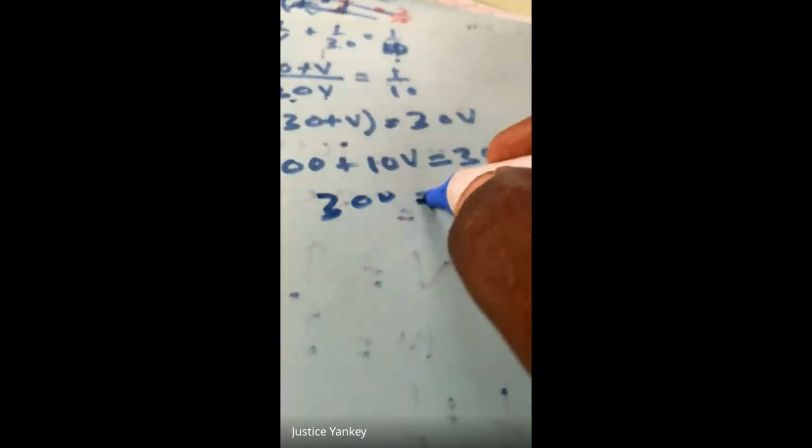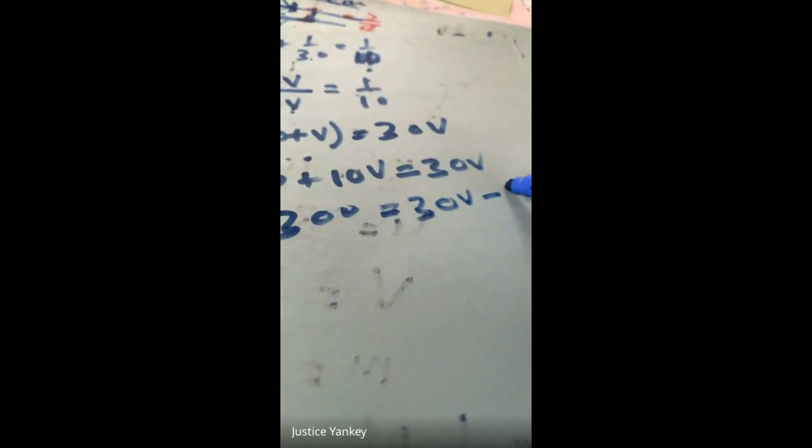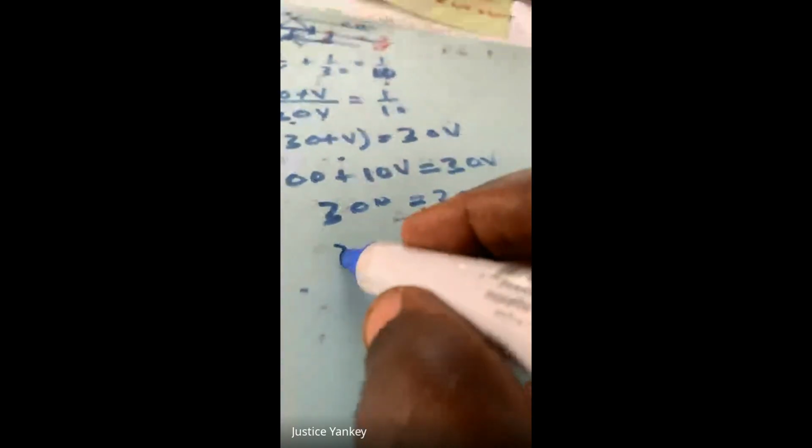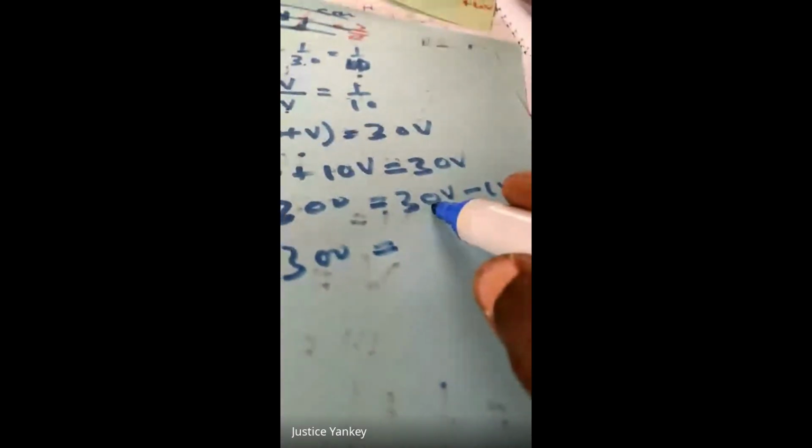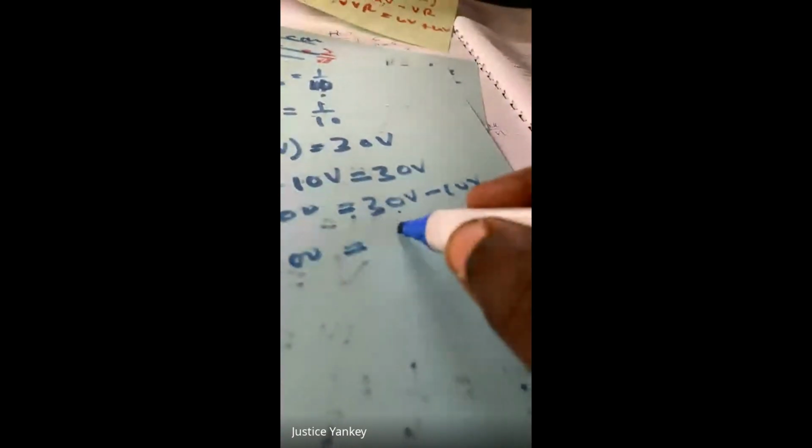So you move the 10v to the other side, and you have 300 equals 30v minus 10v. So you are going to get 300 equals 30v minus 10v, which gives you 20v. Okay? Right. So you divide through by 20. And this cancels that. And 2 goes into 30 15 times. So 15 centimeters is the image distance. The image distance is 15 centimeters.